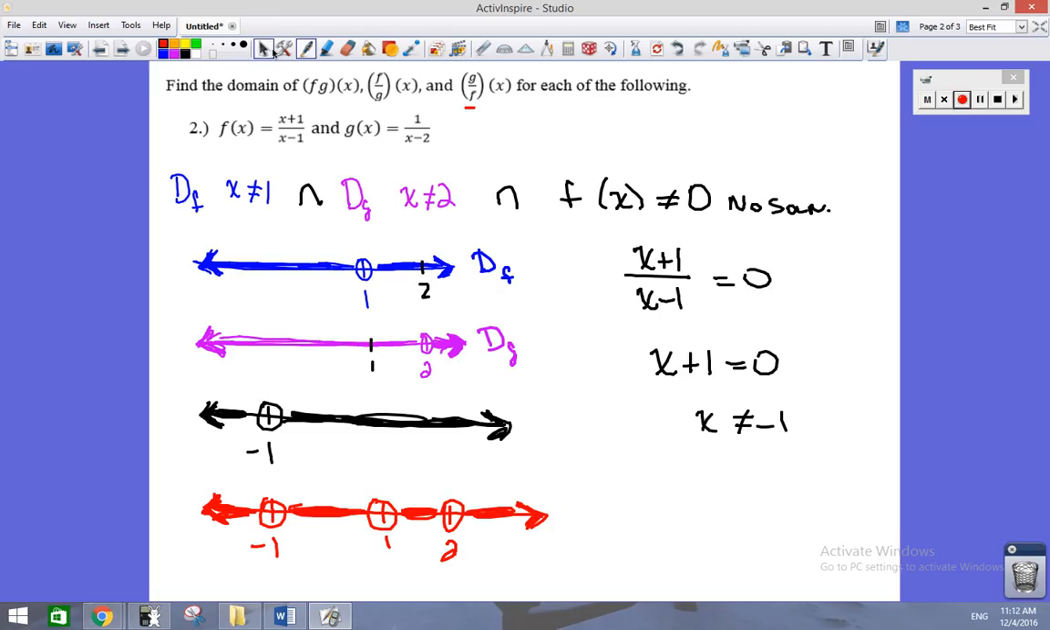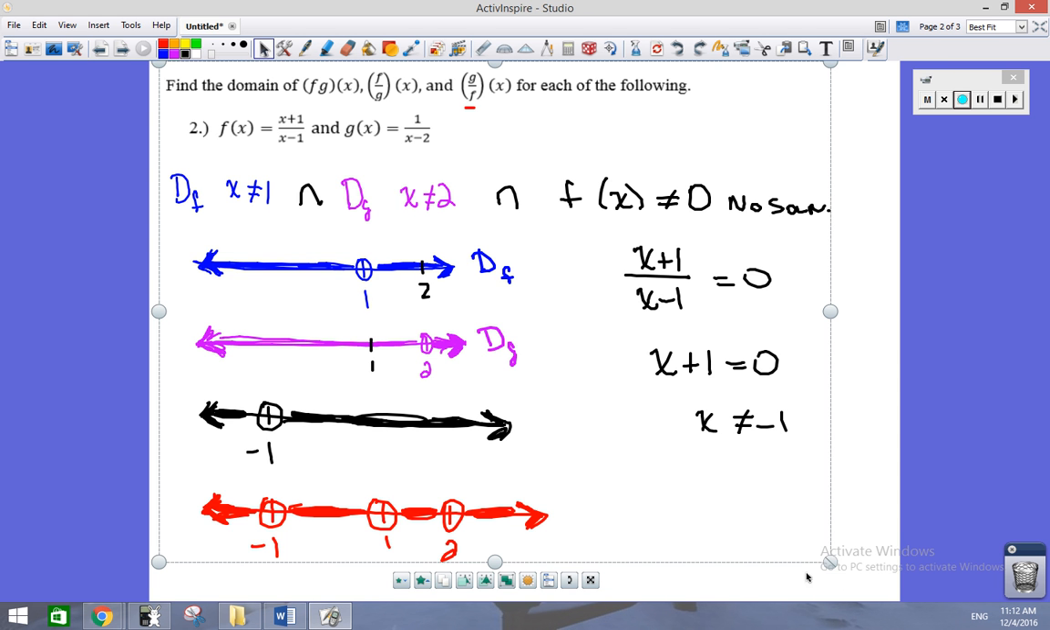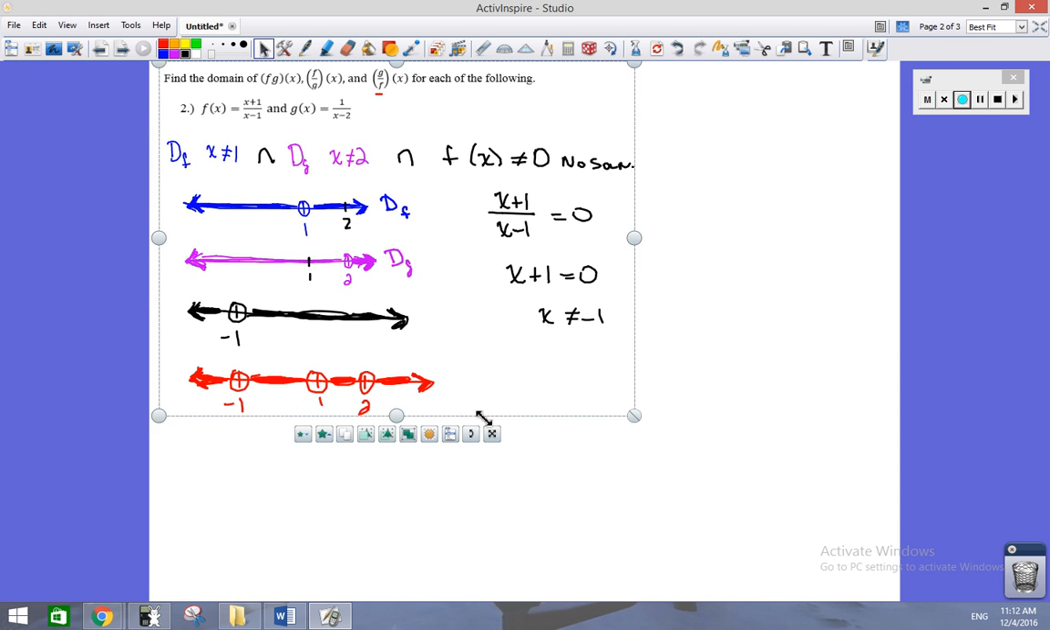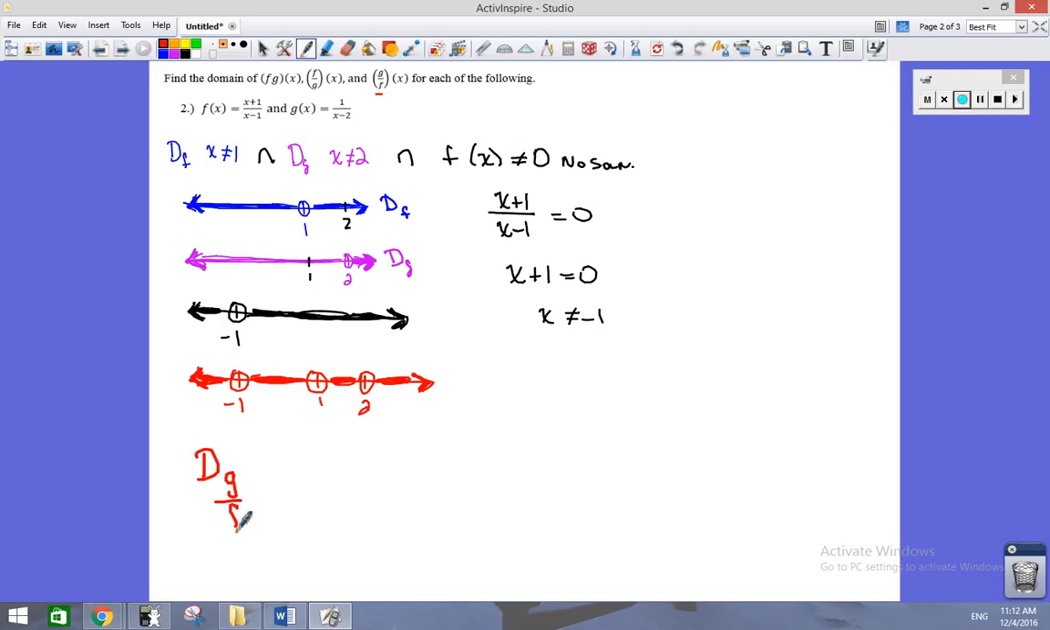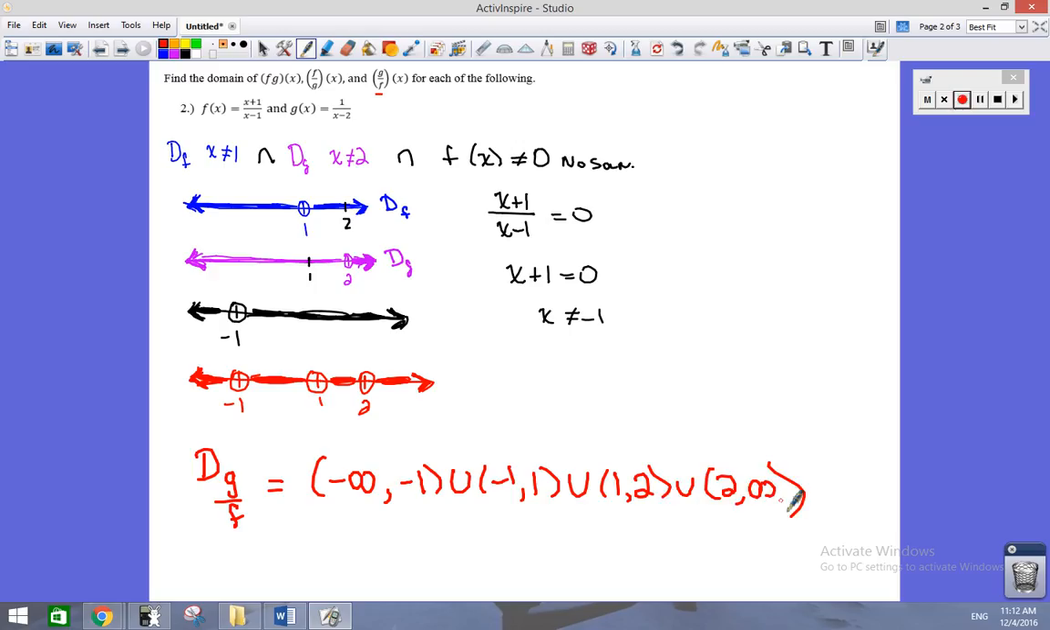I just now have to describe those. This is infinitely many numbers. I can't list them, but I can describe them using interval notation. So the domain for g over f is the set of all real numbers that excludes the number negative 1. It excludes the number positive 1. And it excludes the number positive 2. So there's my domain for g over f.